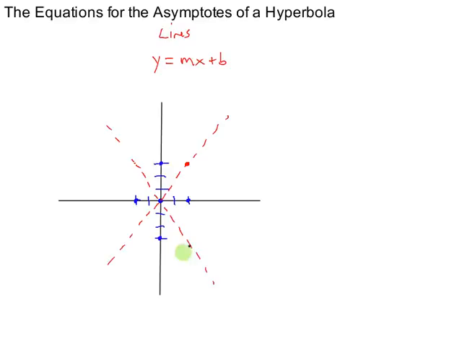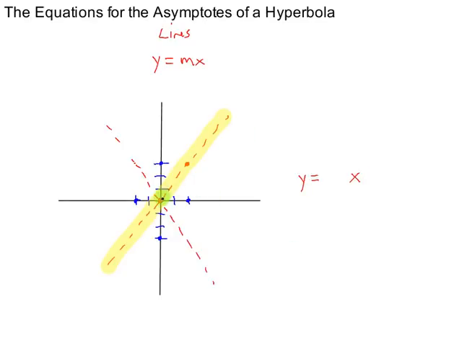If the hyperbola is centered at the origin, the y-intercept is 0. So that means we're actually going to deal with the equation just y equals the slope times x. So in this particular case, the equation of the yellow highlighted asymptote is y equals its slope times x. We have to find the slope.